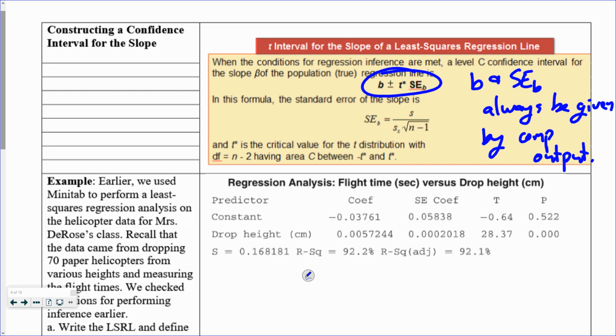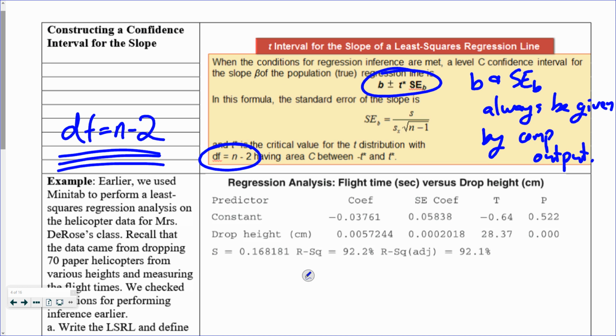The goofy thing about t, or t star rather, is that the degrees of freedom here is n minus 2. And that's the only case where degrees of freedom is not n minus 1. Here it's n minus 2. It's the most frequently missed thing on this stuff.